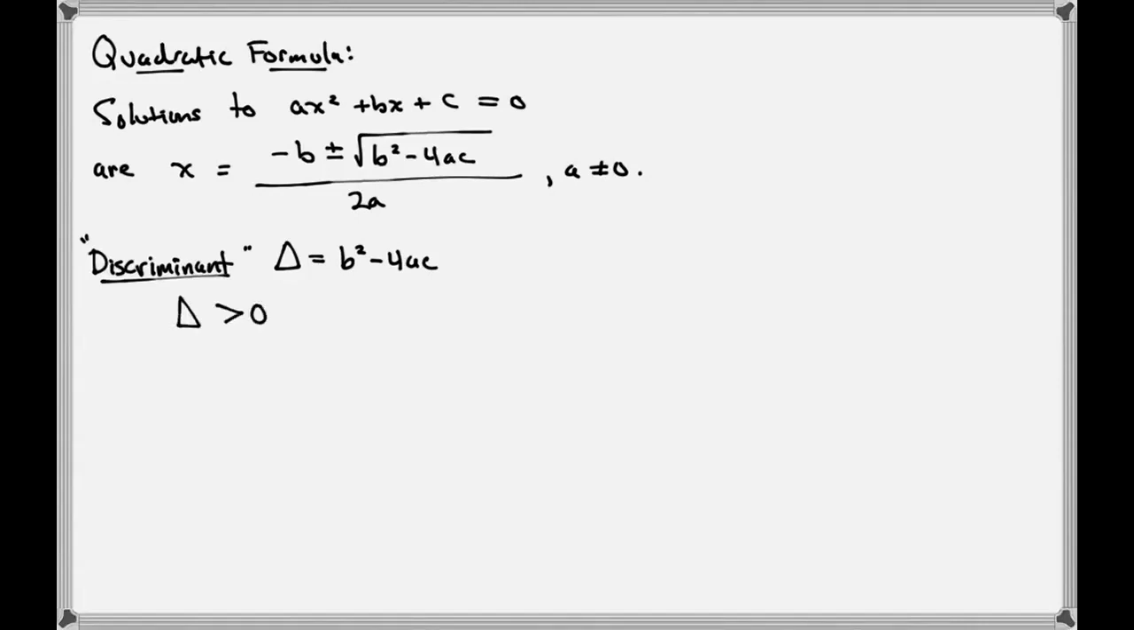If delta is a positive number, that's great. I'm going to take the square root of a positive number. It will be something real and non-zero, and then I'll add or subtract it to this expression here and get 2 different numbers. So in that case, if delta is greater than 0, the discriminant is greater than 0, then we'll get 2 distinct real number solutions to the quadratic equation.